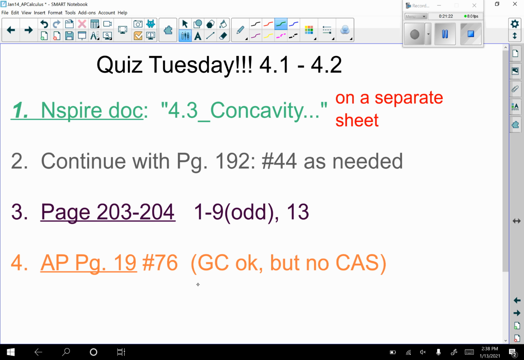Now, when it says graphing calculator, that means you can actually use the graphs page to help you out, but no CAS feature, like no solve feature, no derivative feature. Only use your graphing calculator to help you out with that.